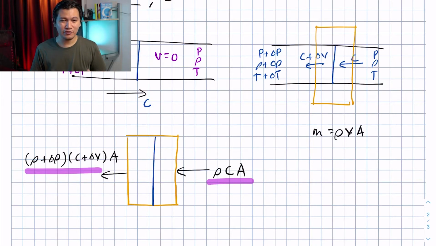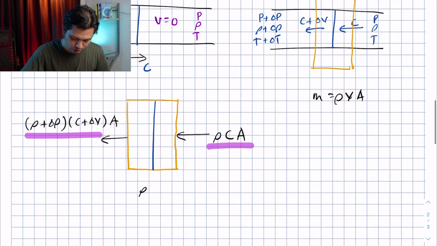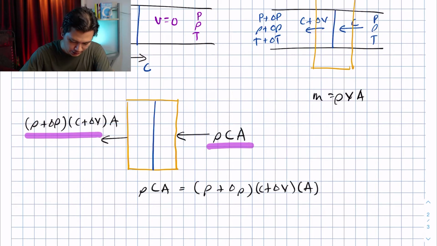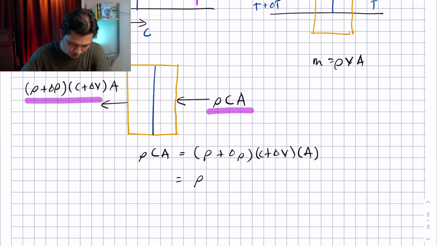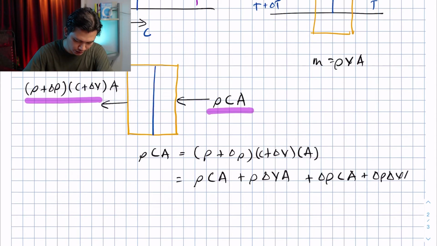So we know that in steady flow, whatever goes in must come out. So mass flow in is equal to mass flow out. Now let's write the equation. So rho times c times A equals rho plus delta rho times c plus delta v times A. Let's try and solve this. So this is rho times c times A plus rho times delta v times A plus delta rho times c times A plus delta rho delta v times A equal to rho times c times A.